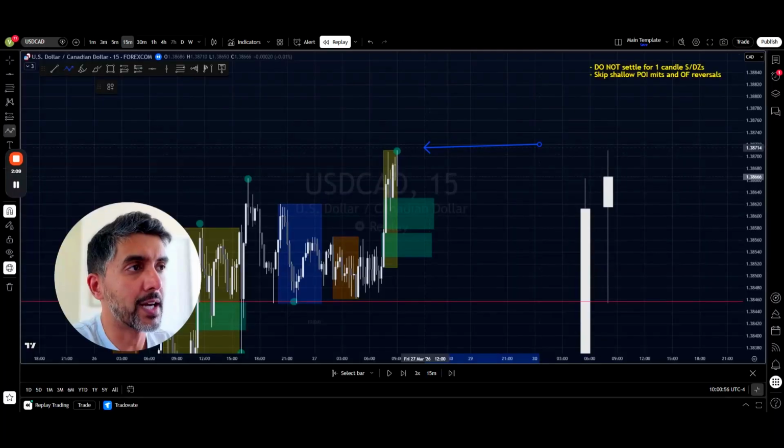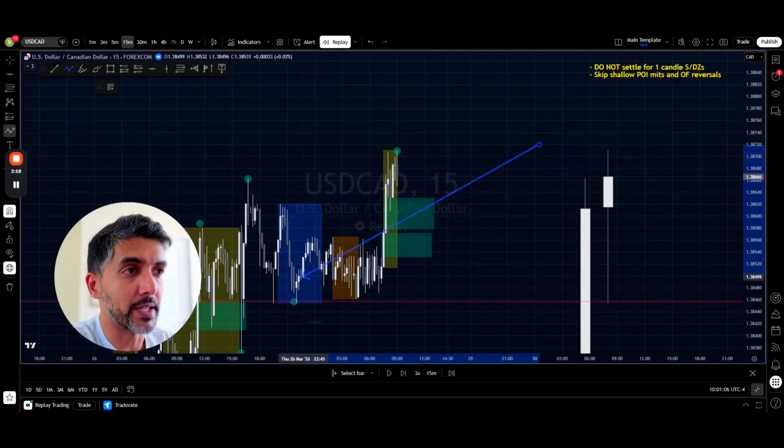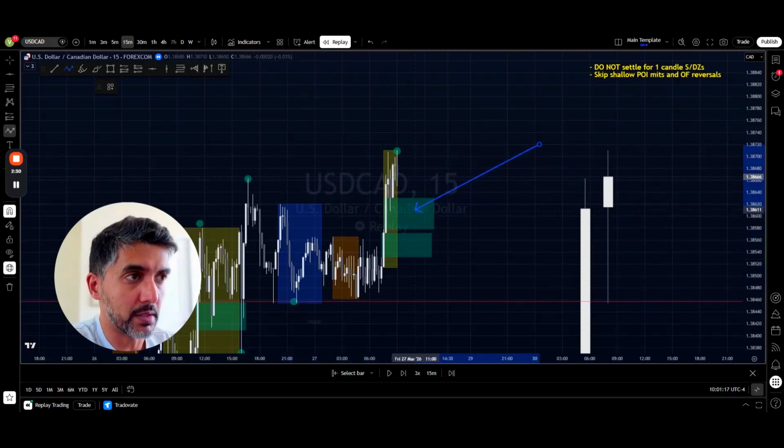Okay, so we turn the clock back and can observe that as of 10 a.m. Eastern, we are bullish on the 15-minute. You can see that we have a swing low and it recently broke structure to the upside with this swing high and created significant displacement in that move up to create the new high.